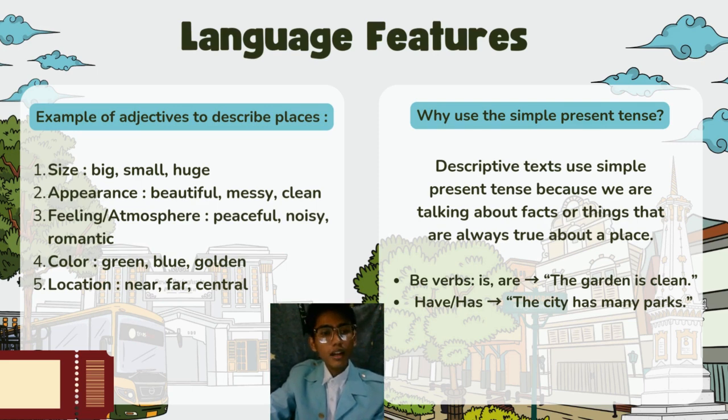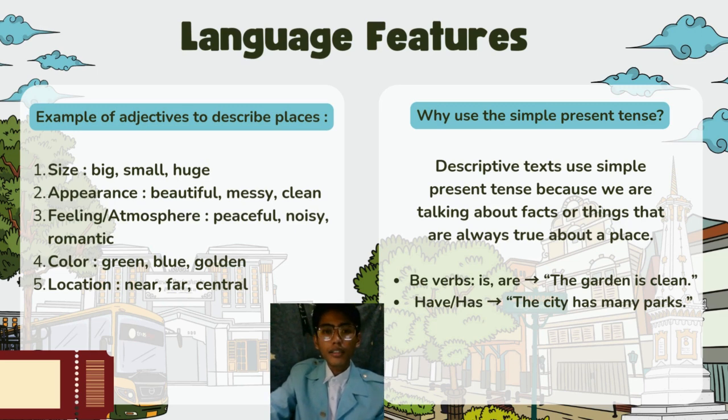The fourth is color. There's a color that you can use to describe that certain place. Color, of course, warna. There are green, blue, golden, red, and so on. And the last is location. It is not about the name of the location, but the placement, like near what, far from where, and central of which place, like that.